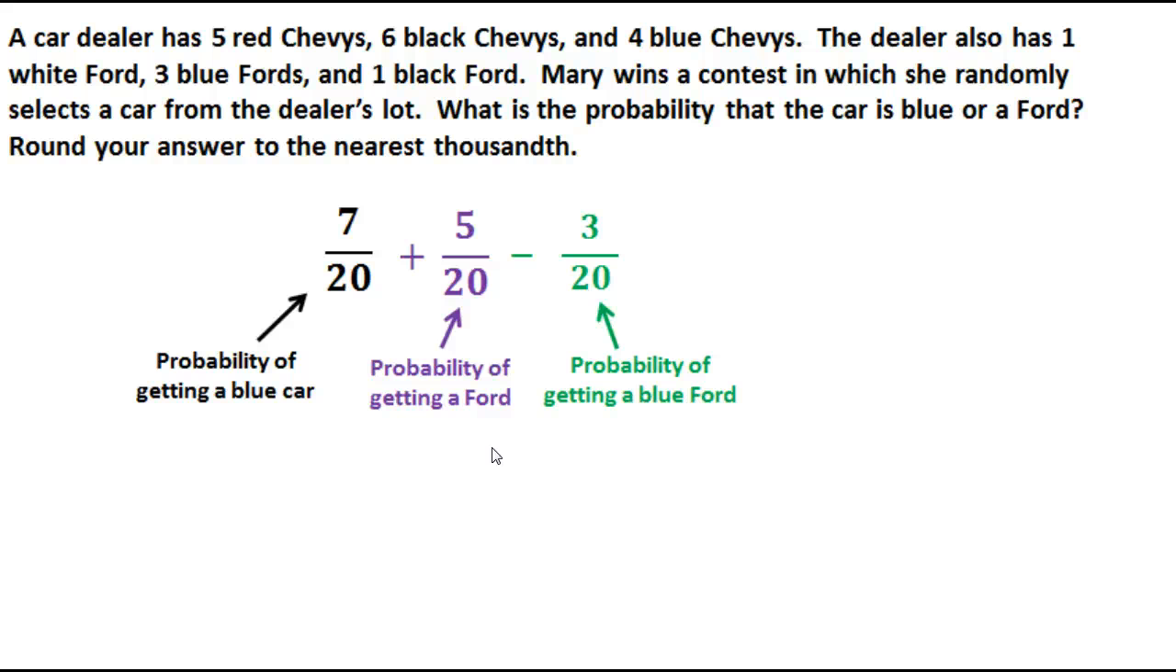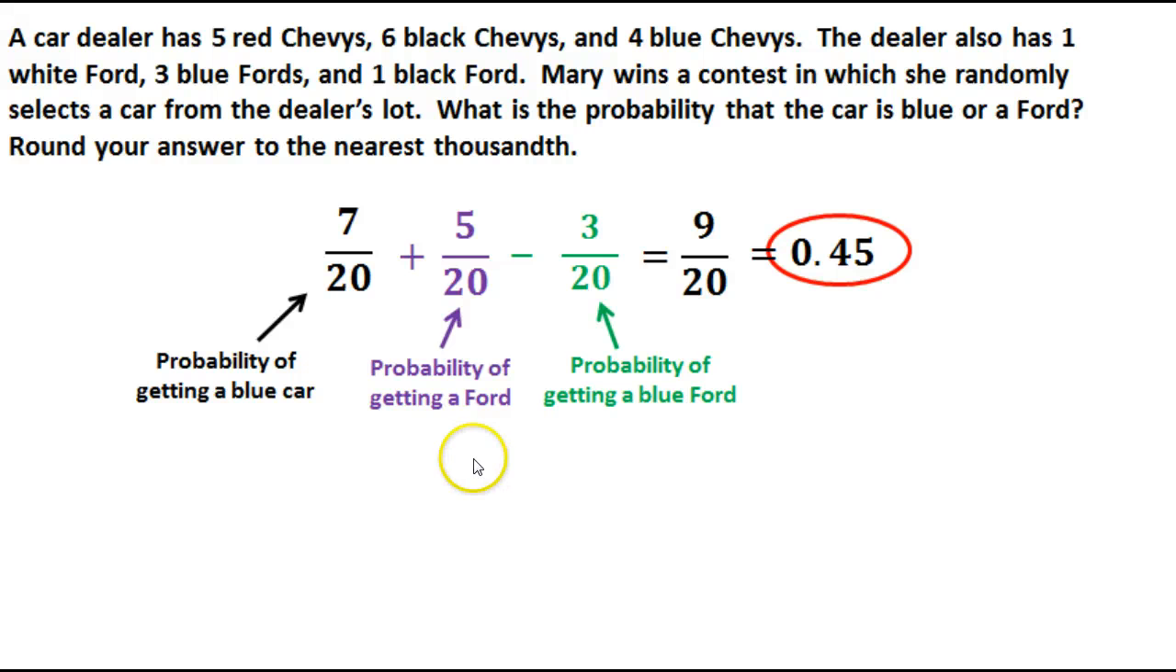Now we're just going to simplify this. 7 plus 5 is 12, minus 3 is 9. That would give us 9/20. Now the problem asks for us to round it to the nearest thousandth. Thousandth is 3 decimals, so we can't leave it in fraction form. We're going to have to write it as a decimal, and so 9/20 is 0.45. Thousandths is 3 decimals, but 0.450 is the same thing as 0.45. They're equivalent. So you could write it as 0.450, that would work, but 0.45 works just the same as well.